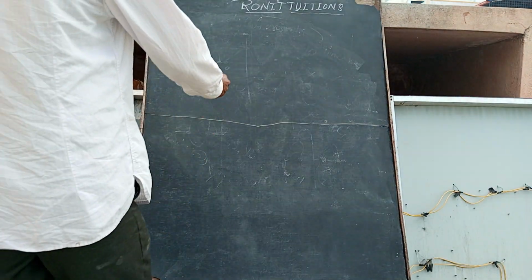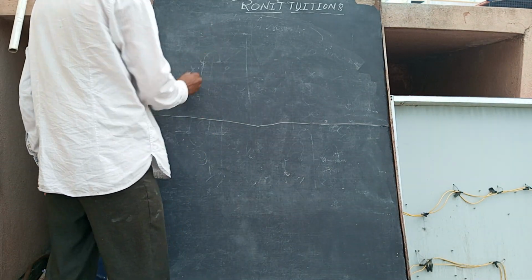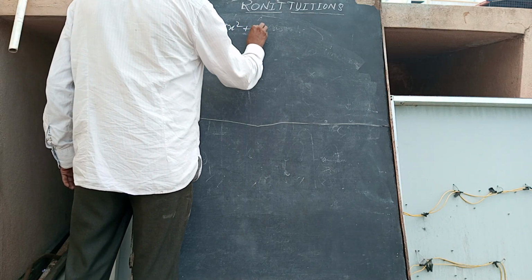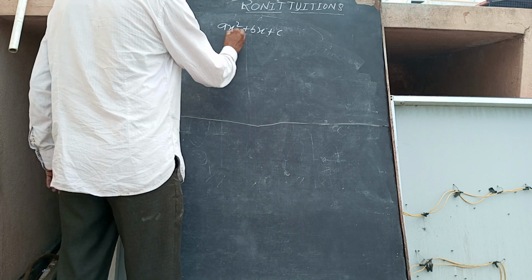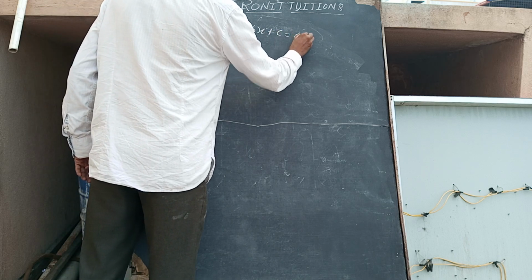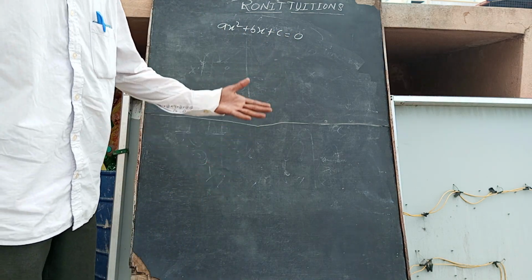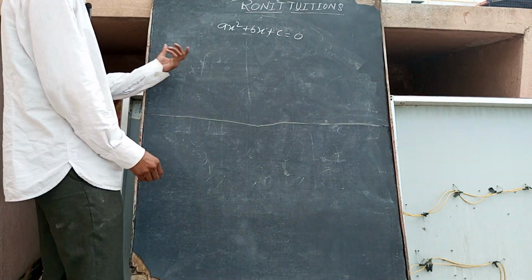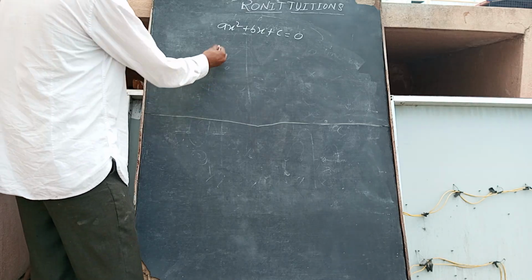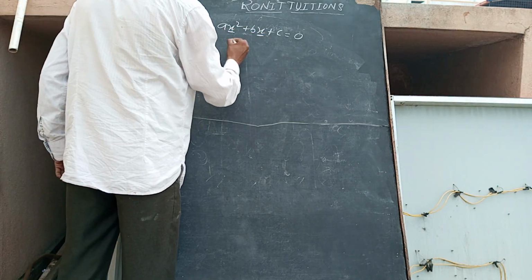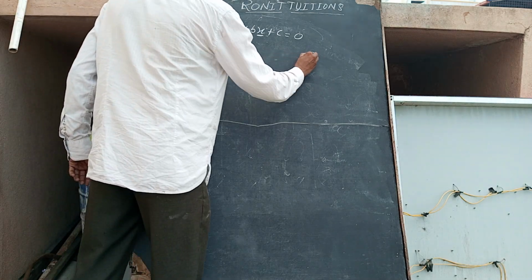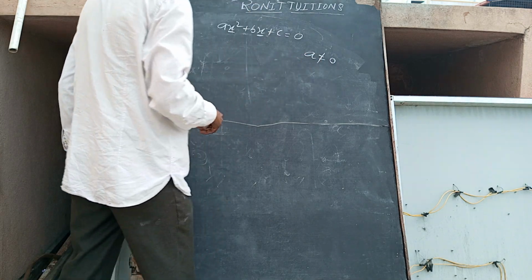Now a quadratic polynomial is given. Suppose the standard form of a quadratic polynomial is ax square plus bx plus c. That is the quadratic polynomial; equal to 0, it is the quadratic equation. In that we are finding the zeros. So first we have to understand what these things are. This is a variable. These are the constant numbers. Here a will never be 0.